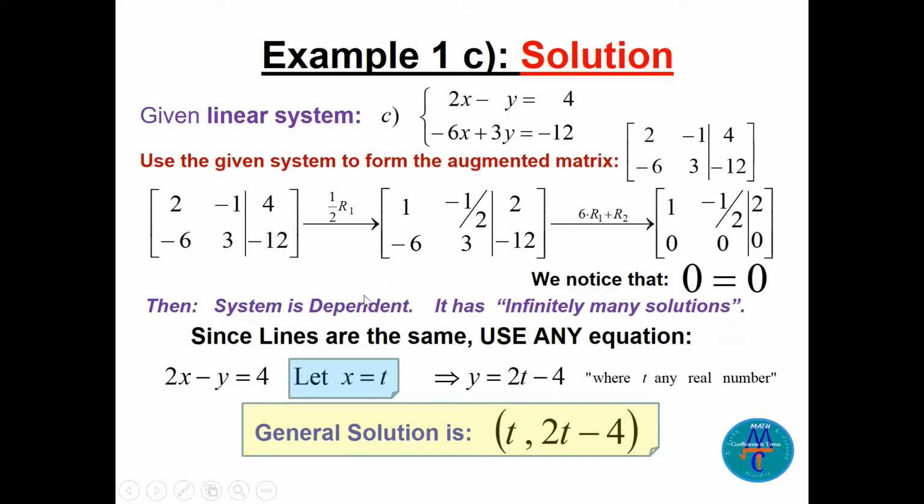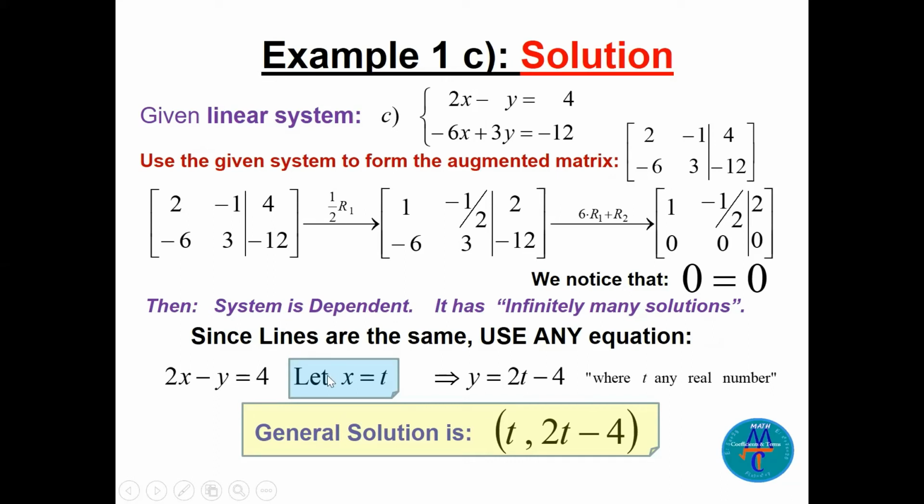So we say the system is dependent because these lines are the same line. And we have infinitely many solutions. So this is the same line. So what can I do? Easy. Just be careful here. I have only equation 1 to use because these equations are the same. So I take the easy equation, 2x minus y is equal to 4. Remember, I need x and y.